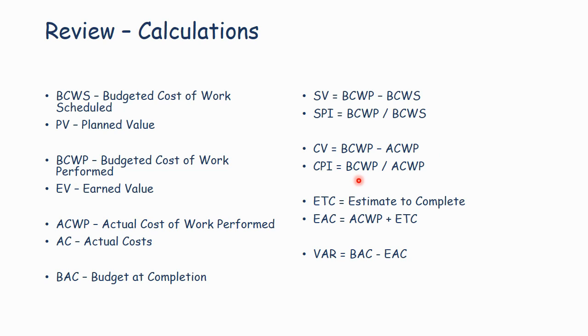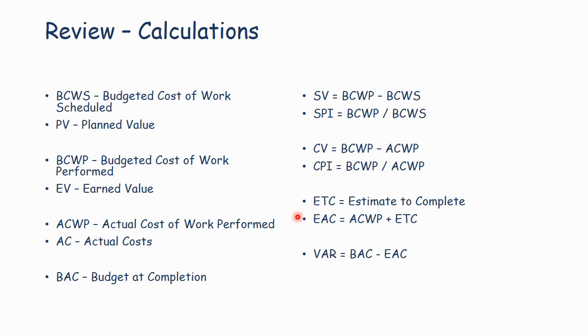The cost performance index takes the budgeted cost of work performed, the value that I've earned, divided by the actual cost to perform that work. If I spent less time to perform more work, this will be a number greater than 1. If I spent more time to do less work, this number will be less than 1. So a CPI less than 1 is an overrun, and a CPI more than 1 is an underrun.